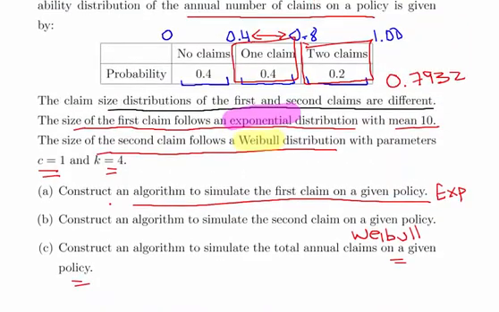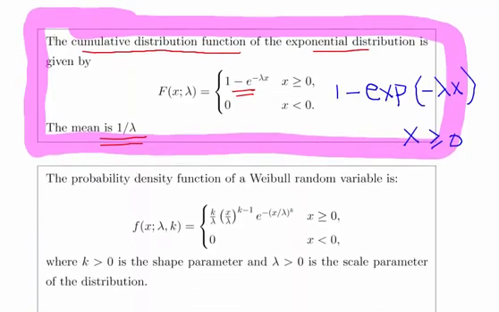Let's see what I mean by that. The mean here is 10. This is the exponential, so the mean is 10. That means lambda is equal to 1 over 10. Just to make a remark of that for later on.